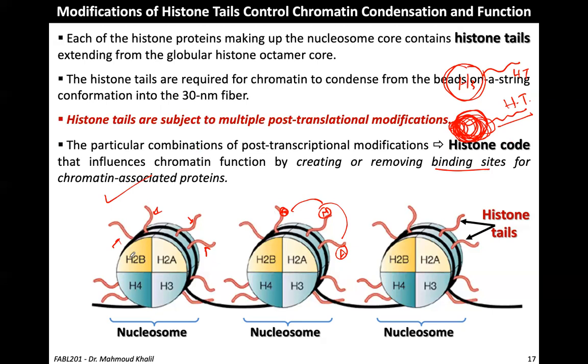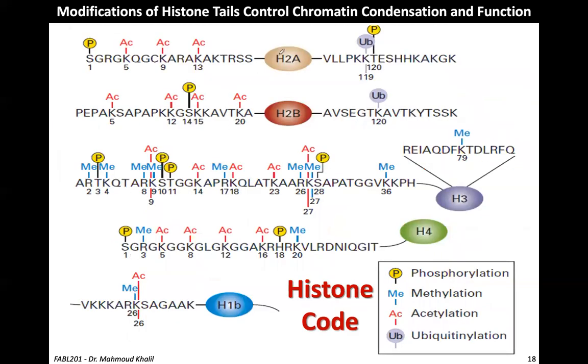And this will, as we'll understand later, lead to either the condensation or decondensation of the chromatin, which eventually leads to the expression or no expression of the genes. If we see the big picture, this is histone 2A, 2B, histone 3, histone 4. And you can see, for example, on the tail of histone 4, different types of post-translational modification that occur at specific sites, specific amino acids on the tails of the histone.